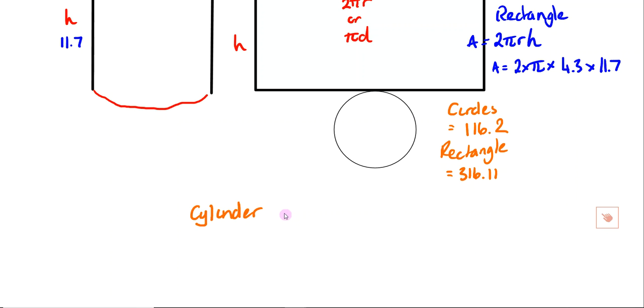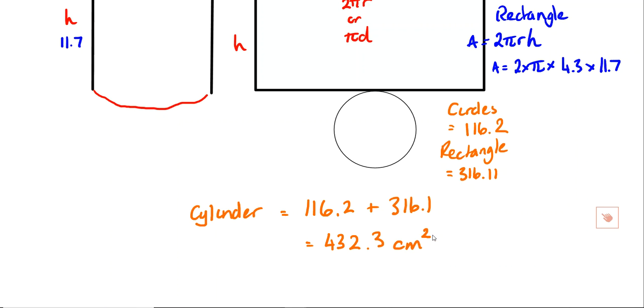So then the cylinder surface area therefore is 116.2 plus 316.1, and I get the answer 432.3. What are the units? I didn't give you them. In the question there's centimetres, so cubed. No. Squared. Yeah, square centimetres.